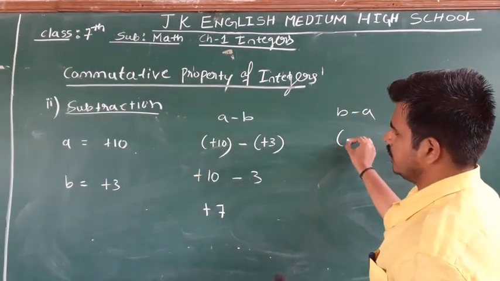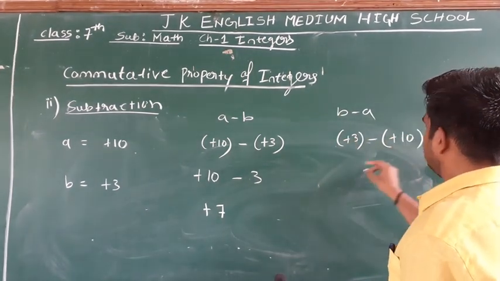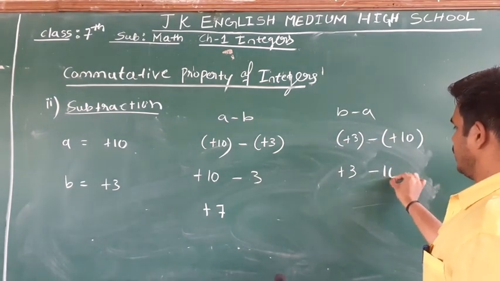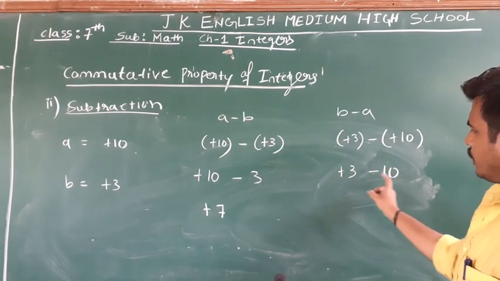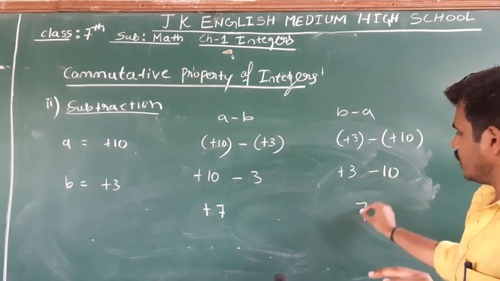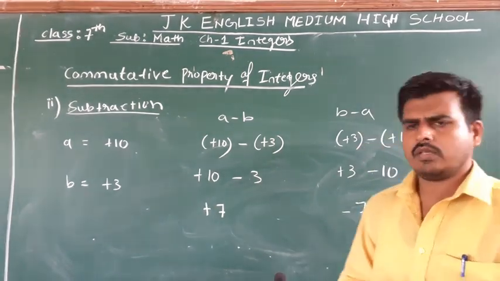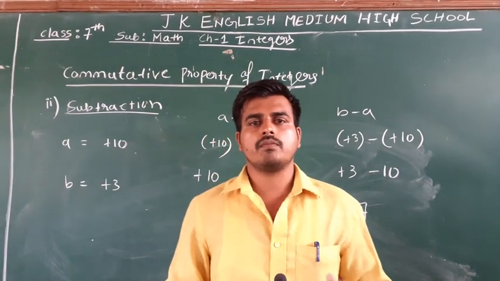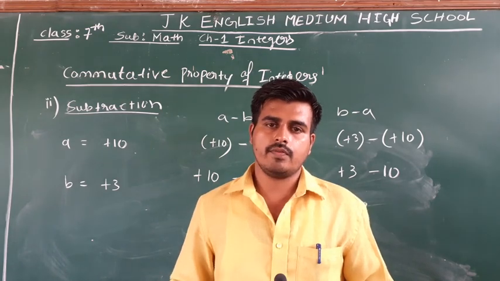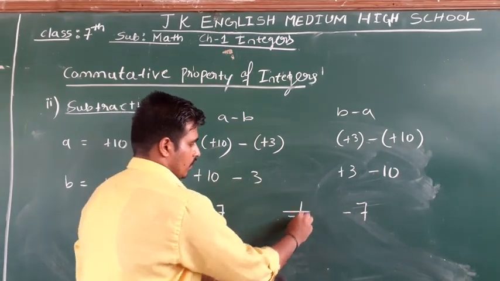In place of b plus 3 minus, in place of a plus 10, plus into plus 3, minus into plus minus 10. Again different signs, subtraction, 10 minus 3 will give you 7, but which sign do you have to use? Greater number's sign. Now check here, one is plus 7, another one is minus 7. Are they same? Plus 7 and minus 7, are they same? No, of course they are not same, completely different. So LHS and RHS is not equal.